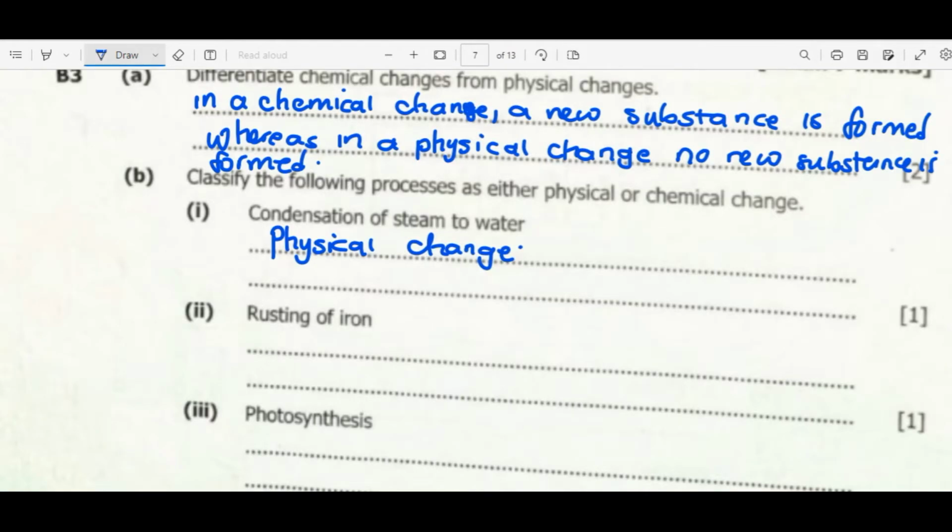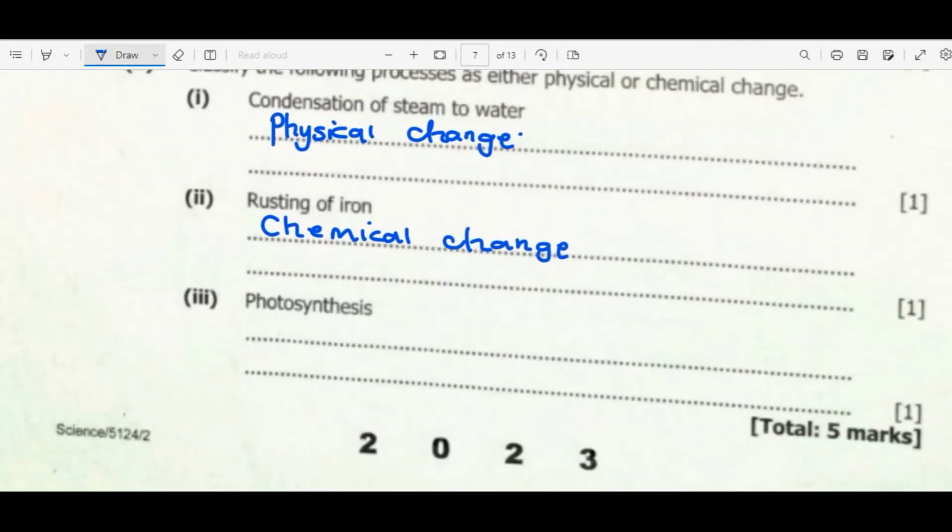Now for Roman number 2, rusting of iron. So this is a chemical process, it's a reaction. So this is a chemical change because the substance that will be produced is a new substance. Now what of photosynthesis? Photosynthesis produces new substances such as glucose and oxygen. So this is also a chemical change.